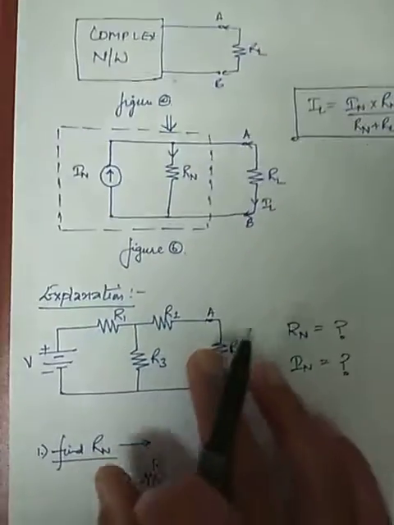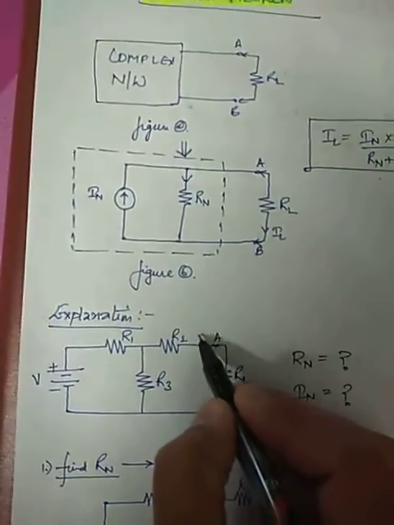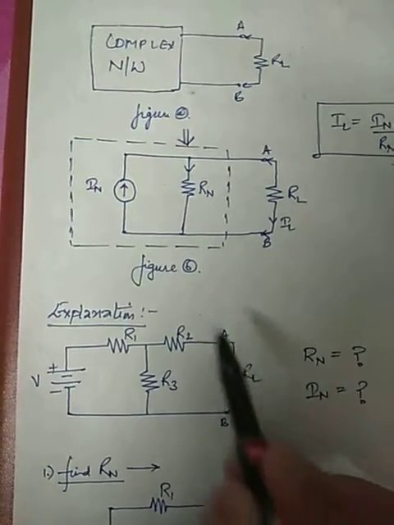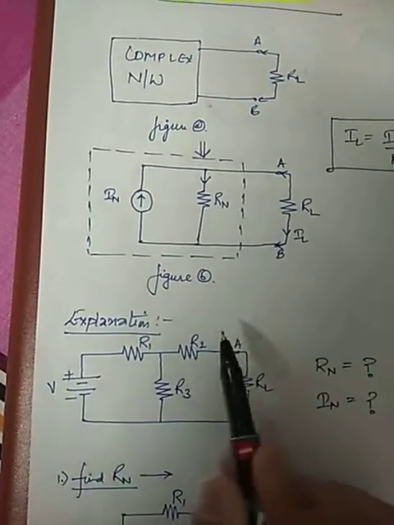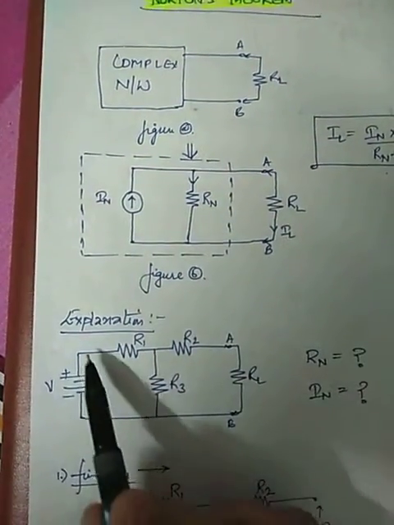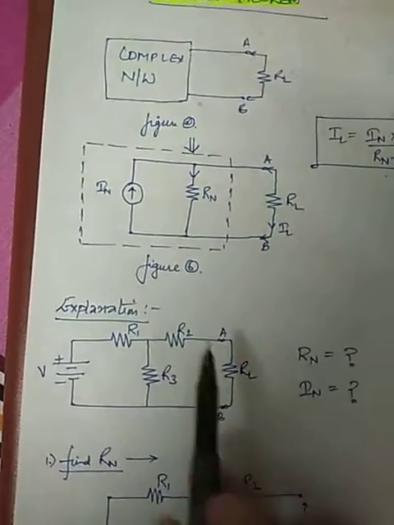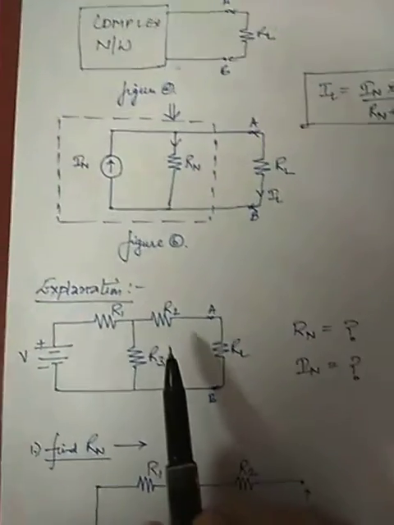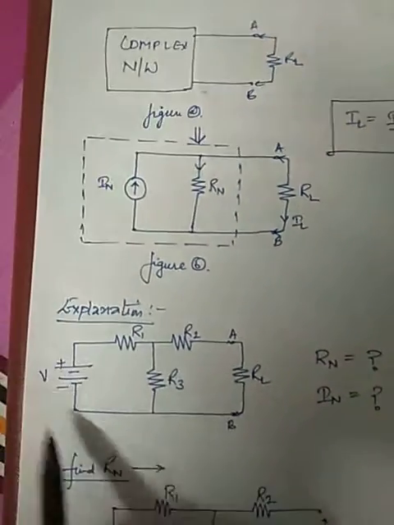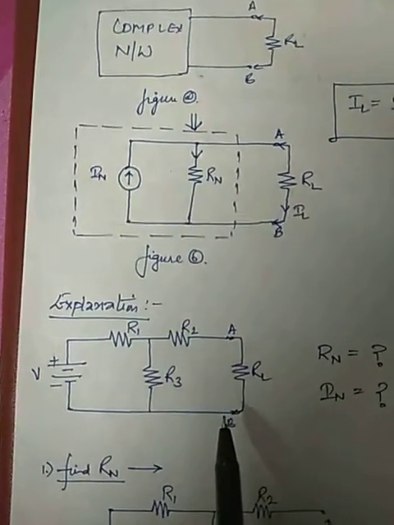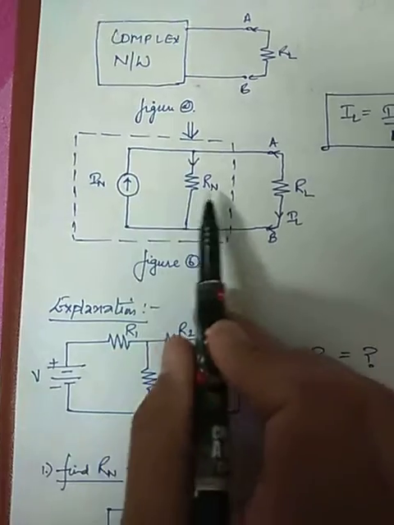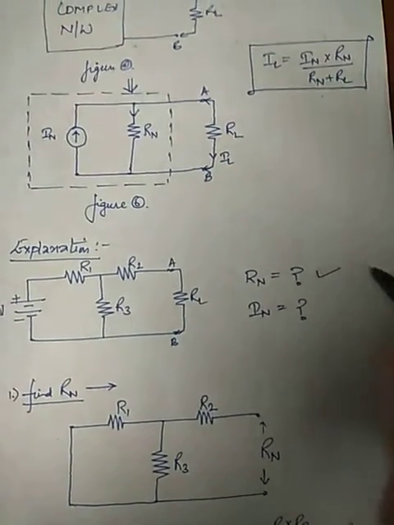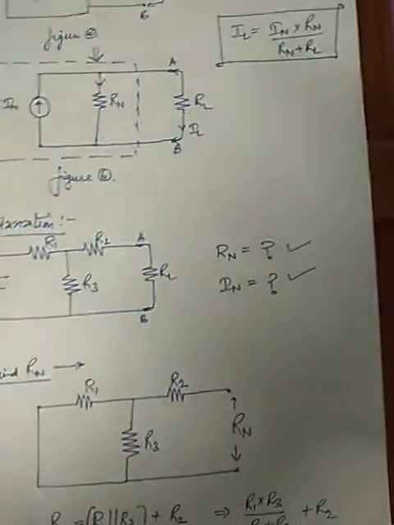So explanation. For example, we have a circuit, a network in which a complex network. So behind these two terminals A and B, this is the complex network. In this complex network only a single voltage source is connected and these three resistances are connected here. So we will replace this complex network behind the terminals A and B with a single current source and a resistance. So here we will calculate the value of Rn and the value of In, Norton current or short circuit current.